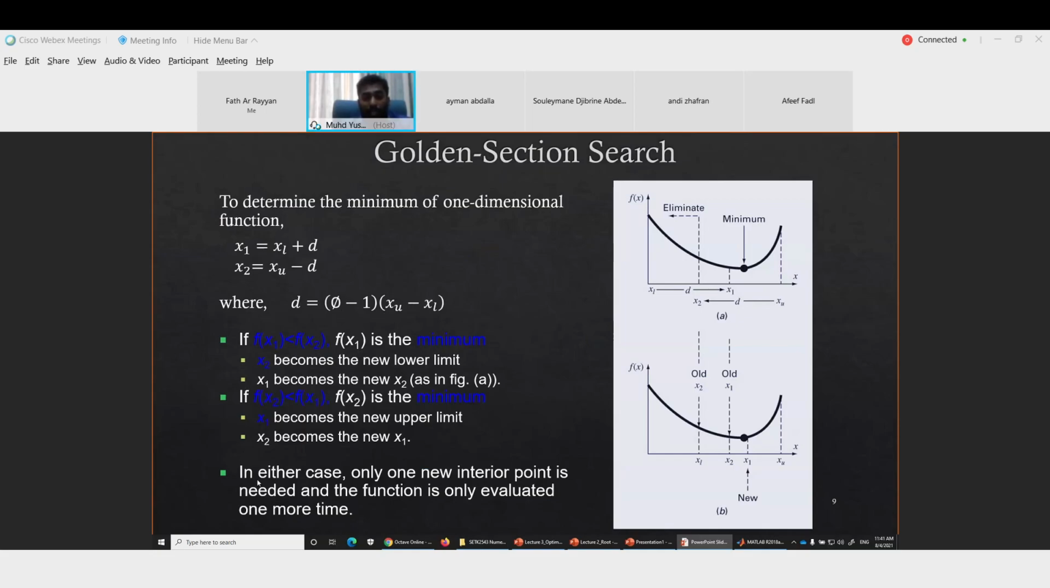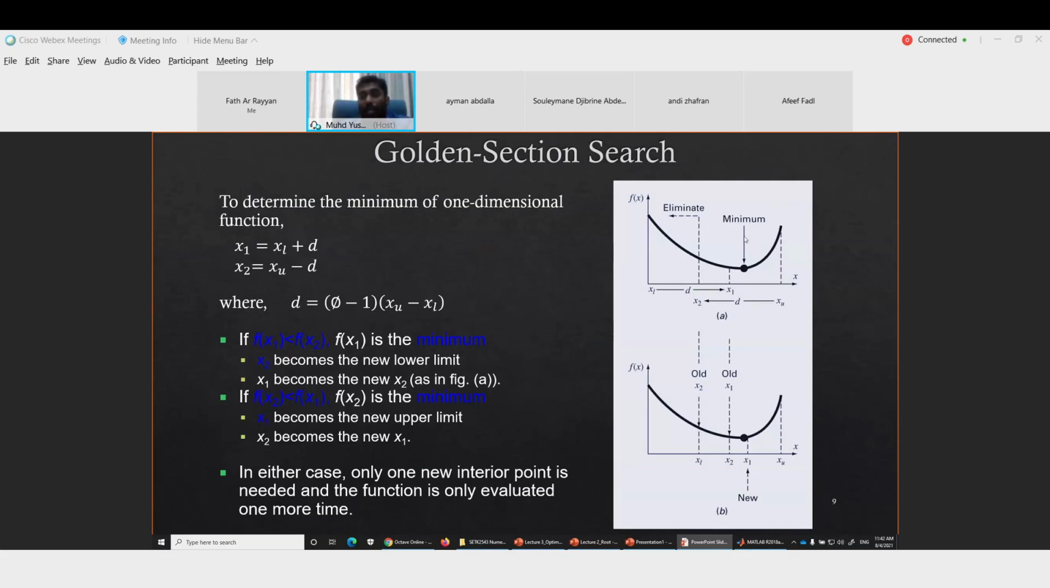And then you have to decide. This is somewhat similar to the bisection method. You need to decide which one to discard. To decide, you just compare f(x1) with f(x2). If f(x1) is lower than f(x2), then you will discard whatever is bigger than x2. Or if f(x2) is lower than f(x1), you will discard whatever is lower than x1.